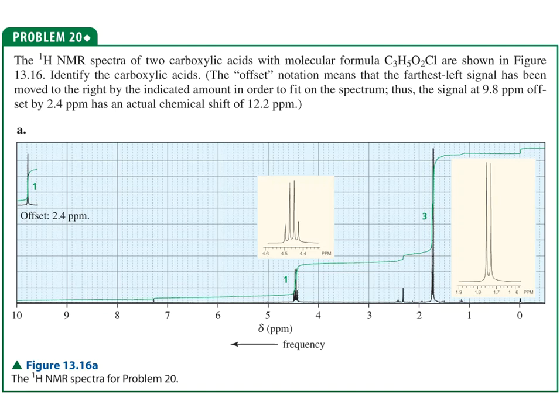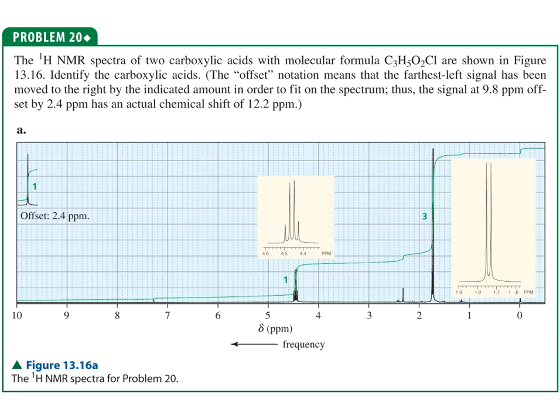The offset notation means that the farthest left signal has been moved to the right by the indicated amount in order to fit on the spectrum. Okay, so in other words, 9.8 ppm offset by 2.4 ppm actually has a chemical shift of 12.2. All right.